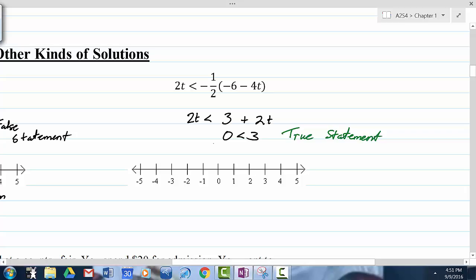So with that being a true statement, then that means everything works. So there are infinitely many solutions. In other words, all numbers will work here. So if you wrote all real numbers, that's cool too. I shouldn't say infinitely many, let's write all real numbers. So in other words, everything will work there.